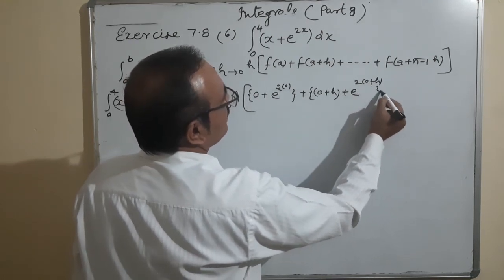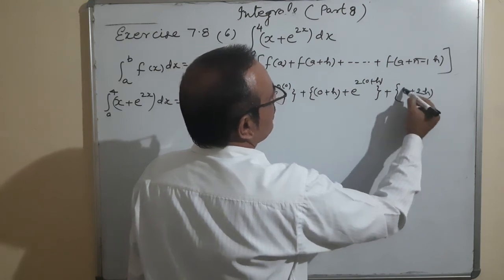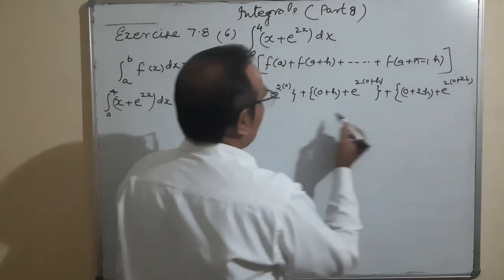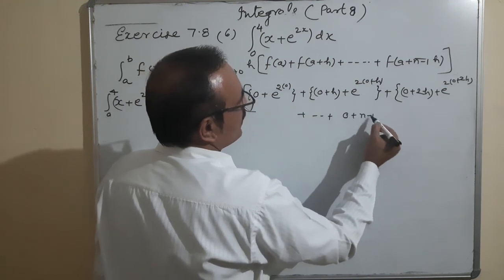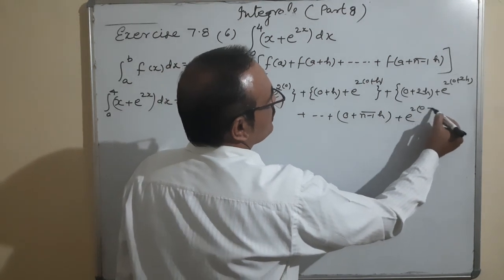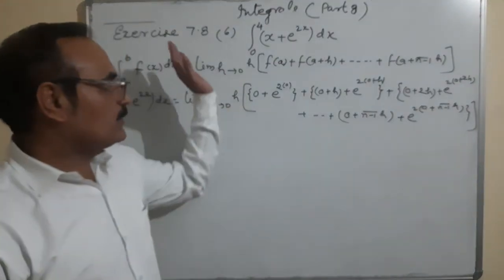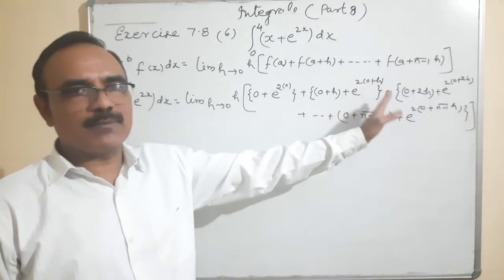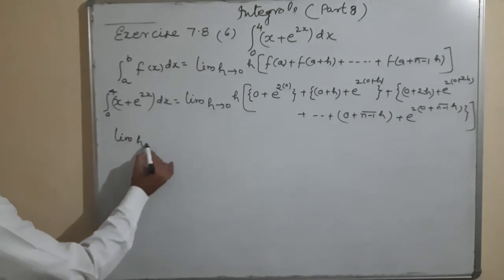One more term, that is 0 plus 2h, plus e to the power 2 into 0 plus 2h, okay, plus 0 plus n minus 1 into h, and plus e to the power 2 into 0 plus n minus 1 into h. Is it okay? Simply the replacement in place of x: first 0, second 0 plus h, 0 plus 2h, up to 0 plus n minus 1 into h. Okay, limit h tends to 0, h.